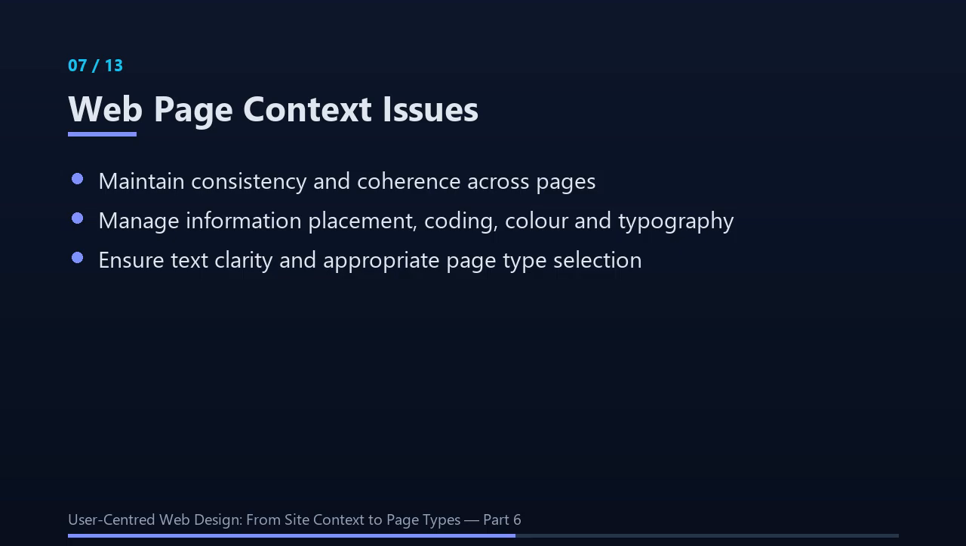Decisions about where to place information, how to code it, HTML versus CSS, and which colors to use affect both aesthetics and accessibility. Text clarity, choosing legible typefaces, appropriate line spacing, and concise wording prevent user fatigue. Finally, selecting the correct page type, home, content, or transaction, guides the design choices that follow. In the next sections we will explore how to arrange information visually to guide the eye.